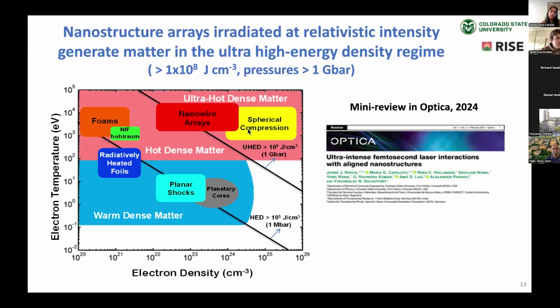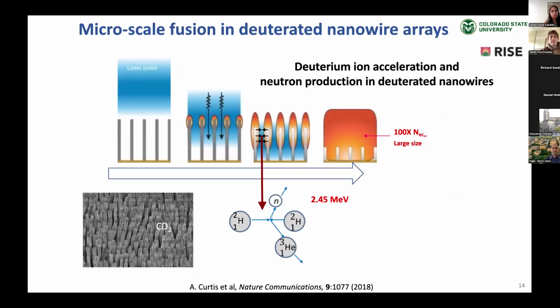The next regime up, 3 orders of magnitude higher, is the very exclusive region of ultra hot dense plasmas inhabited by fusion plasmas created by megajoule lasers and by the nanowire plasmas that are less dense but much hotter than the spherical compression plasmas. These extreme conditions can lead to microscale fusion. Intense laser pulses penetrate deep into the nanowire arrays, creating ions with MeV energies, and these collide, which fuse. Using an array of deuterated polyethylene wires, we demonstrated DD fusion and the generation of neutrons.